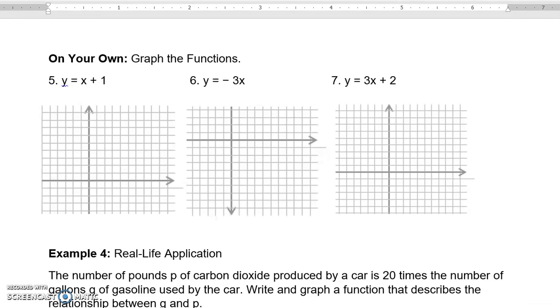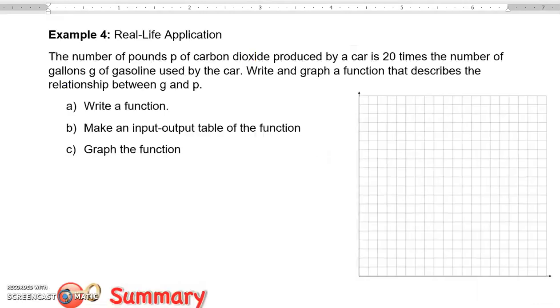So you may graph these using your m and your b if you would like to, because I didn't give you room for a table. So what I mean by that, I'll do number 7, 3x plus 2. Remember, you can start at your y-intercept, and you can rise and run to get your other points. So my slope was 3, so I was rising 3 over 1. You may use that strategy for both 5 and 6.